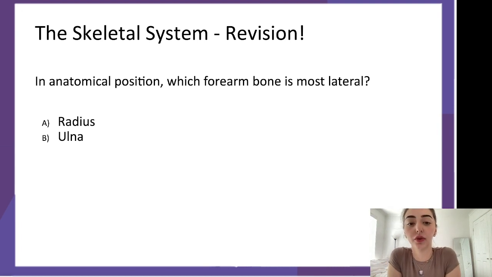All right, let me do the next one. In anatomical position, which forearm bone is most lateral? Radius or ulna? What do we think? And again, I'll give you guys a few minutes to answer it. We've got a 50-50 split right now. If you haven't submitted yet, give it a go. You have a 50% chance of getting it right if you don't know, so just give it a shot. Okay, cool. So the answer is A, radius.